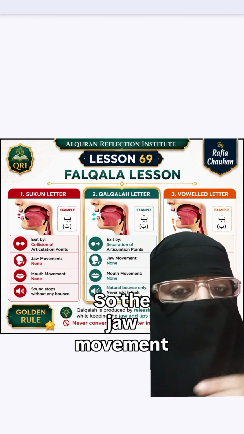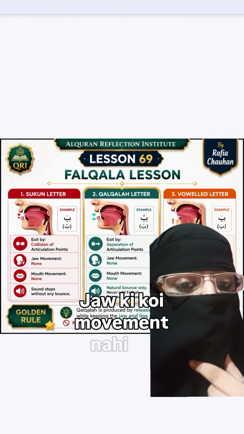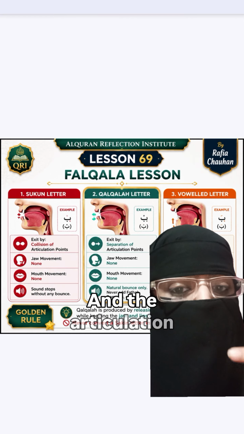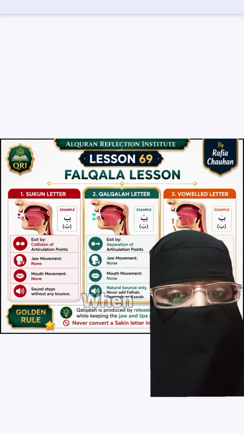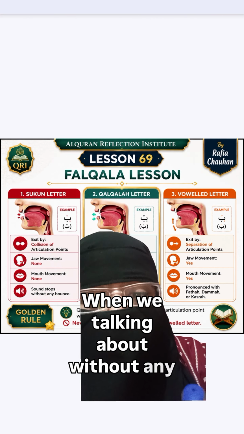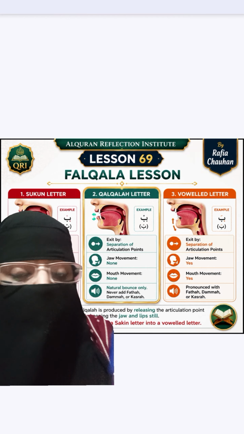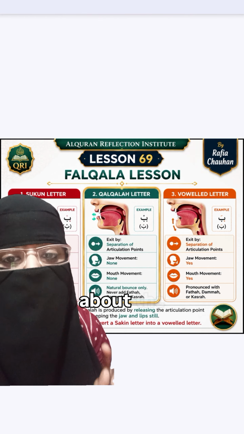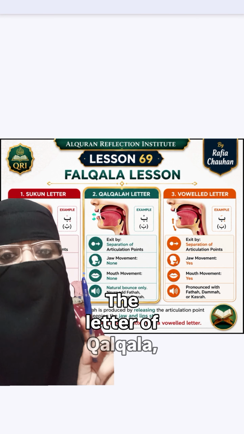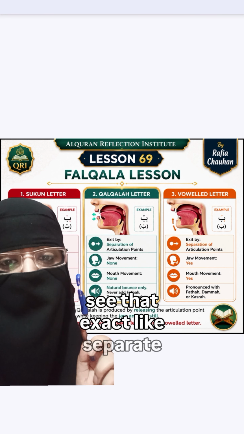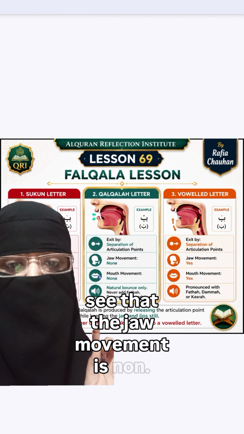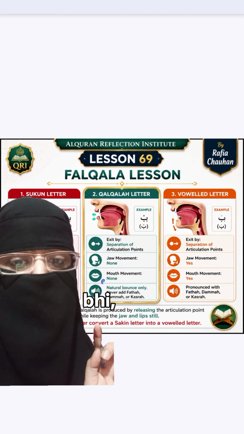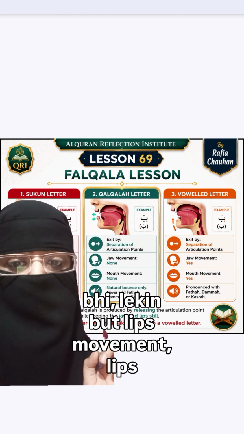So the jaw movement is none. With the articulation point you have to say b, b, not bouncing. When we're talking about without any bouncing, you have to say that. But when we talk about the letters of Qalqalah, you have to see that exact separation of articulation points, but the jaw movement is not there, and the lips movement is not there either.